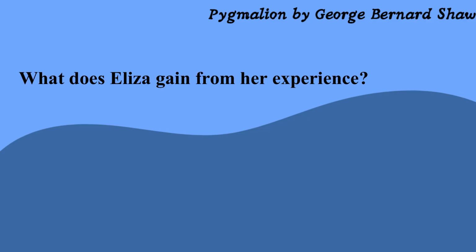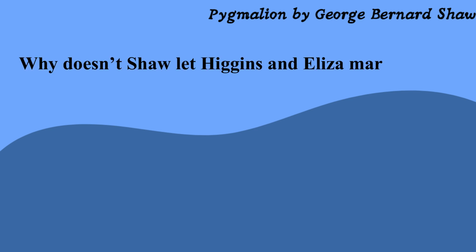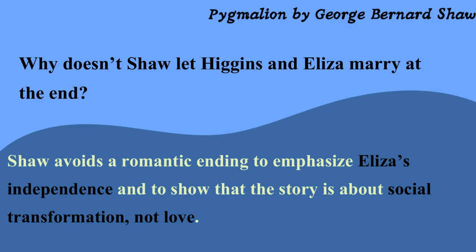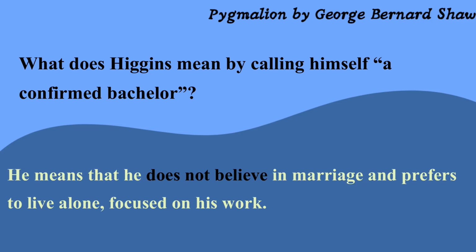What does Eliza gain from her experience? Eliza gains education, confidence, independence, and self-respect. Why doesn't Shaw let Higgins and Eliza marry at the end? Shaw avoids a romantic ending to emphasize Eliza's independence and to show that the story is about social transformation, not love. What does Higgins mean by calling himself a confirmed bachelor? He means that he does not believe in marriage and prefers to live alone, focused on his work.